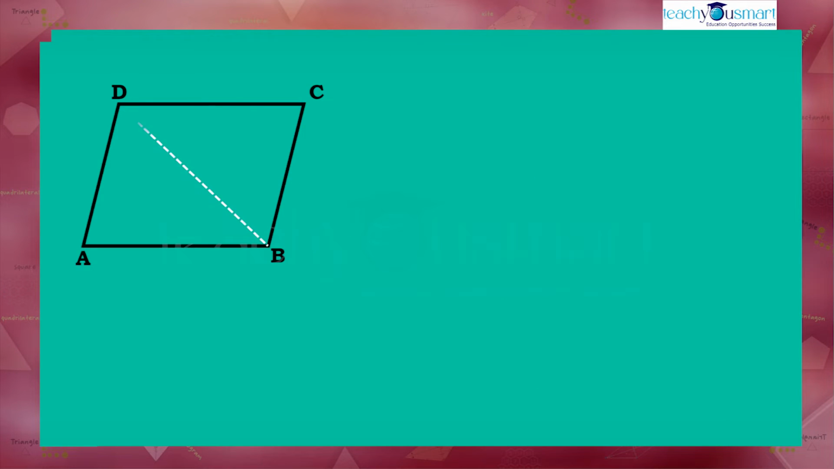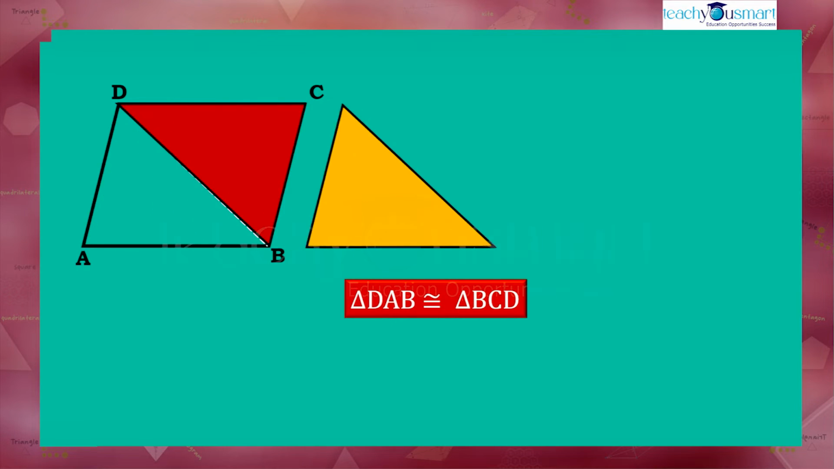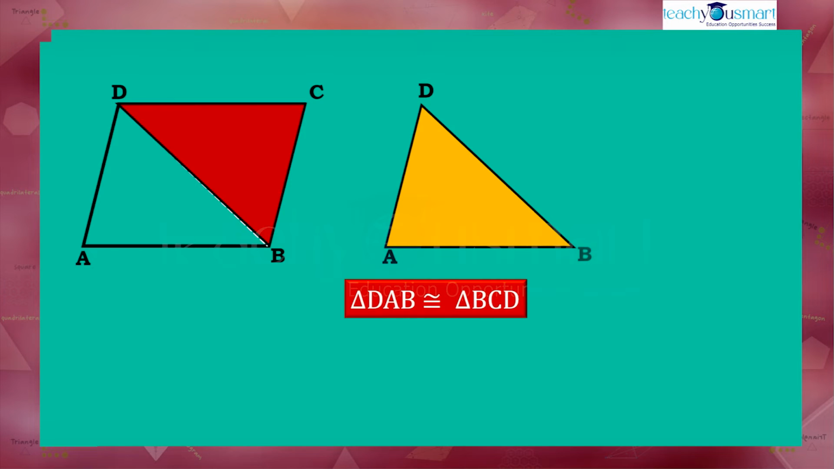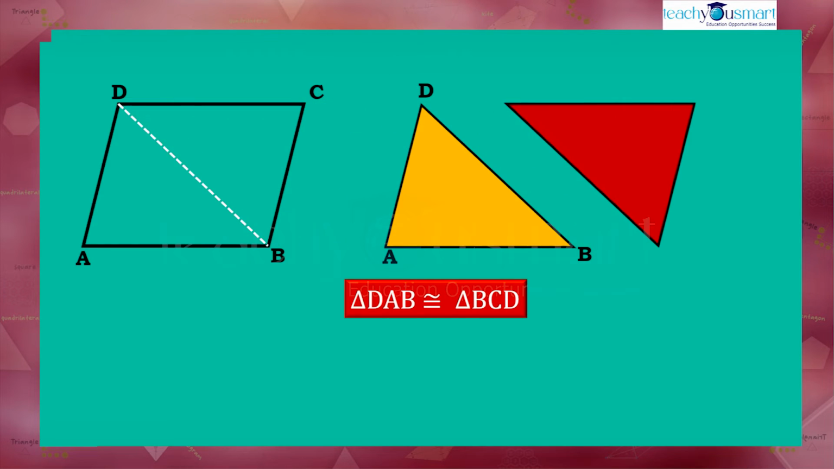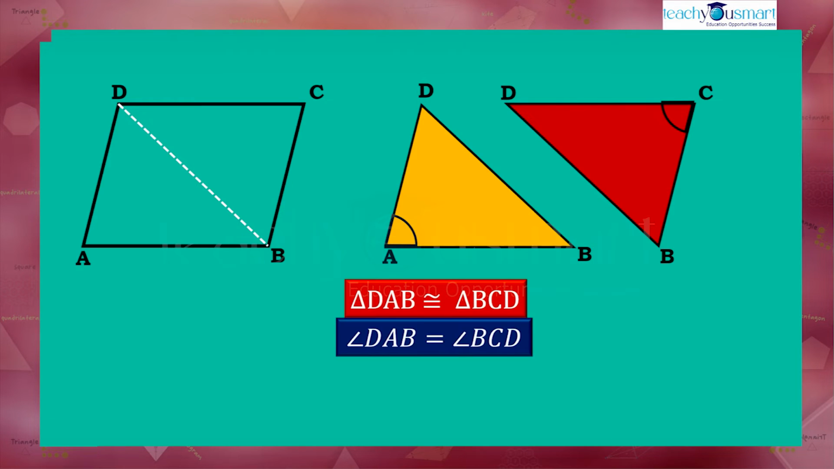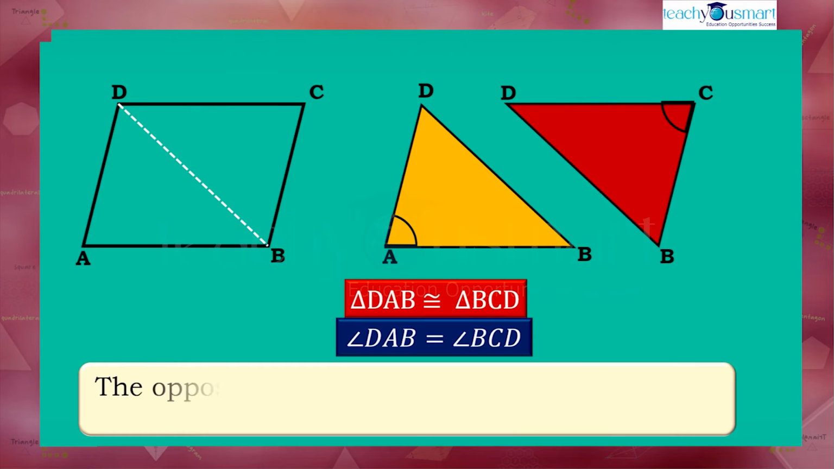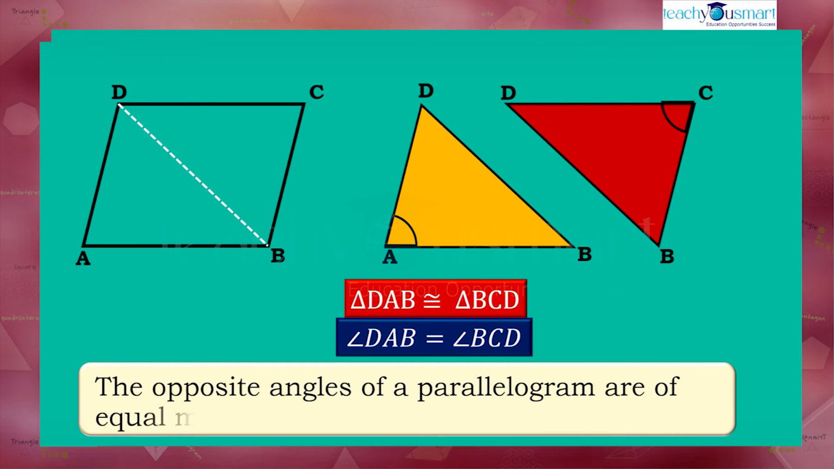If we divide the parallelogram into two triangles through the diagonal BD, we get two triangles, triangle DAB and triangle BCD. We can prove triangle DAB is congruent to triangle BCD, as we did earlier, and hence angle DAB equals angle BCD. Thus, we can say that the opposite angles of a parallelogram are of equal measure.